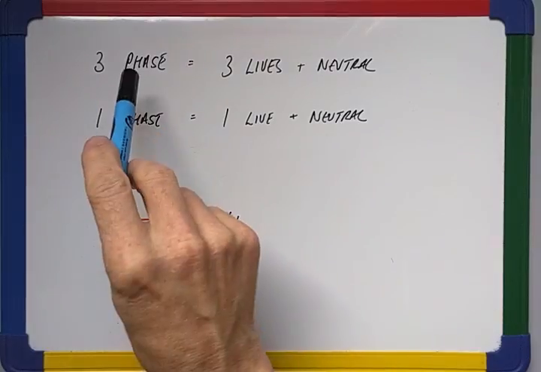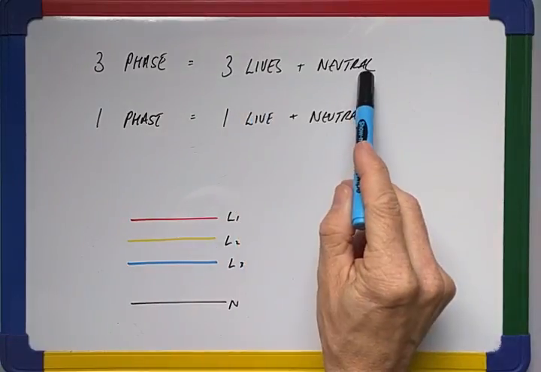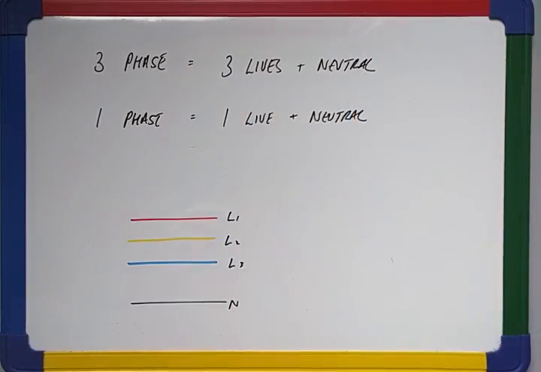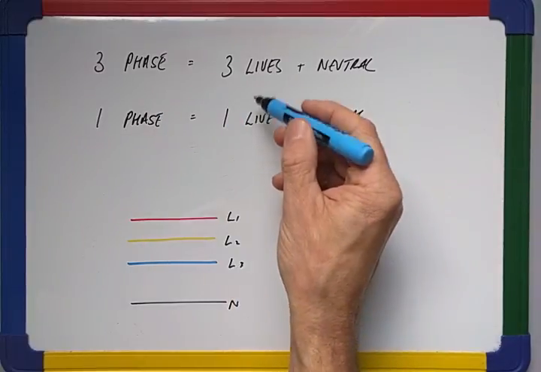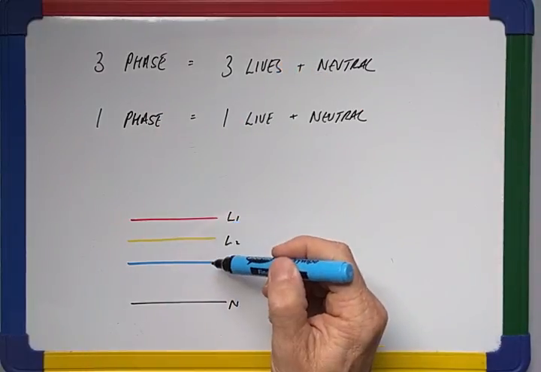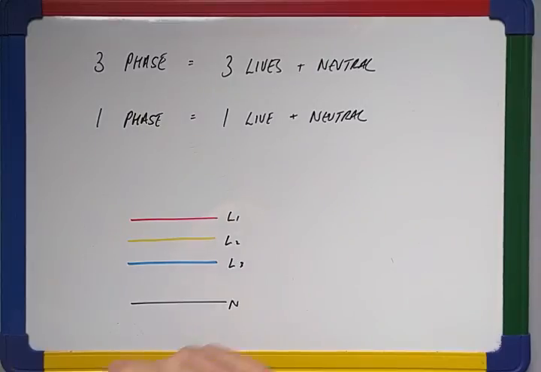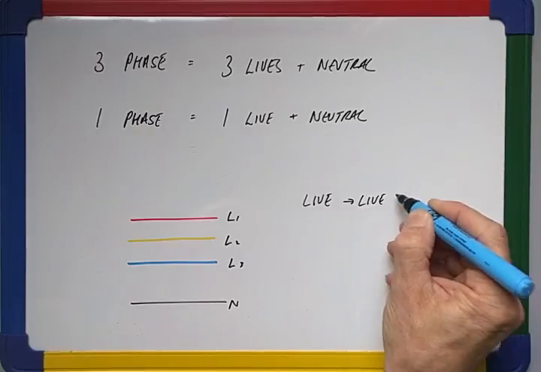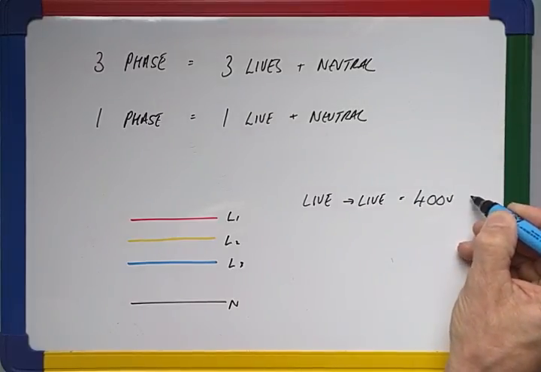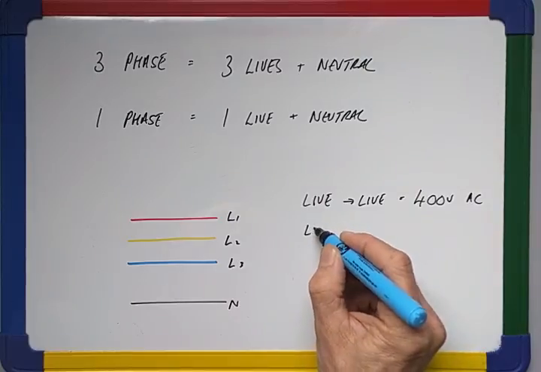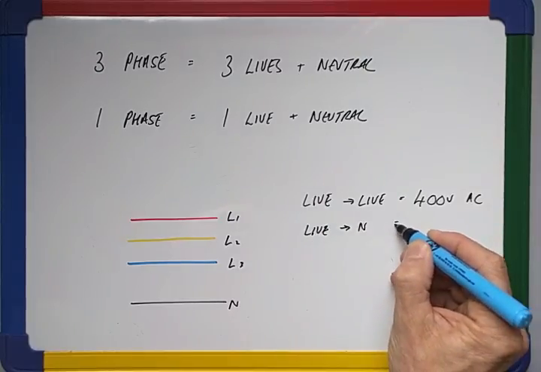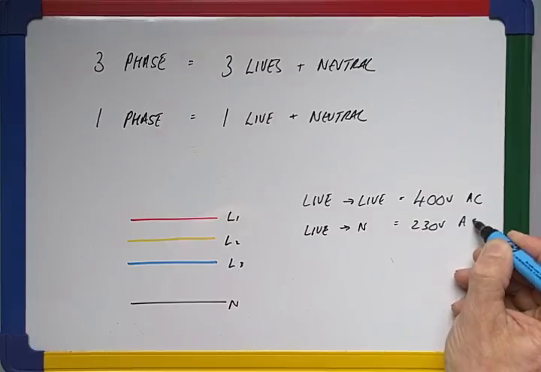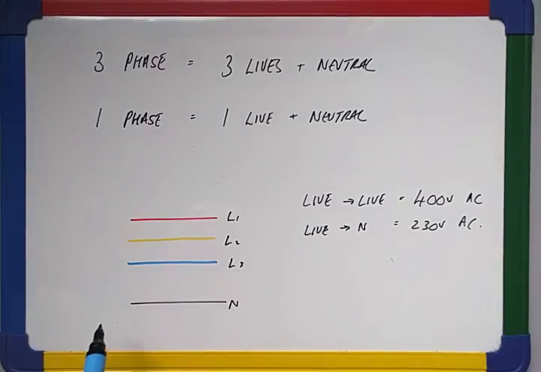So to summarise, a three-phase supply is made up of 3 lives plus a neutral. Single phase supply, 1 live plus a neutral, that 1 live being one of these 3. So any one of those 3 plus a neutral gives you a single phase supply. And the voltage between any 2 lives, live to live, is 400 volts AC, and live to neutral is 230 volts AC. And there's only one neutral. It's not that each live has its own neutral. The single neutral functions for all 3.